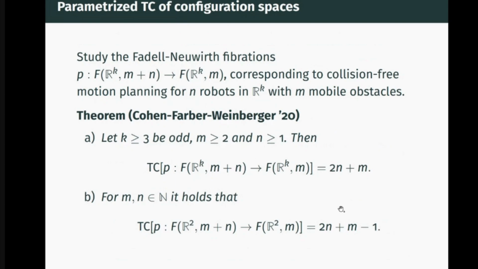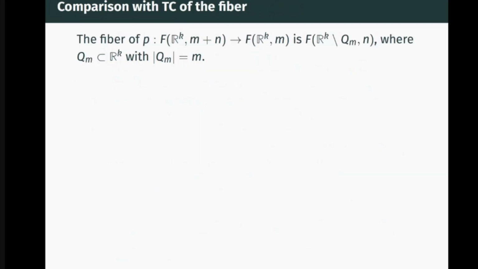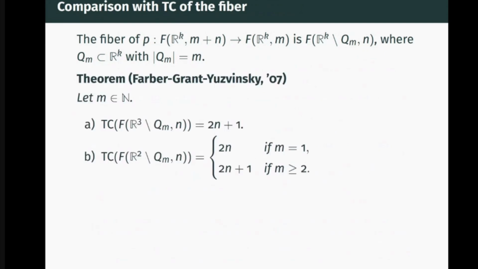So the interesting thing is now, of course, how it behaves with respect to the fibers. The fibers are these configuration spaces where you need to remove some points. And this is something that's also known. So the fiber of this fibration would be the configuration space of n points in the space R^k minus Q_m, where Q_m is a subset with m elements. So this is the fiber that occurs in this fibration, and this fiber also has been studied in several cases.